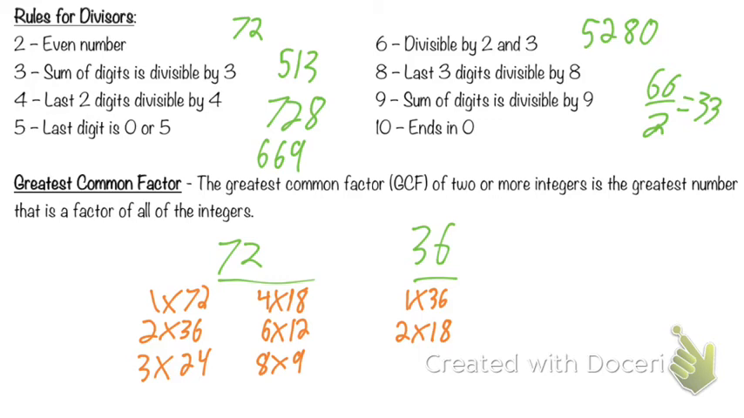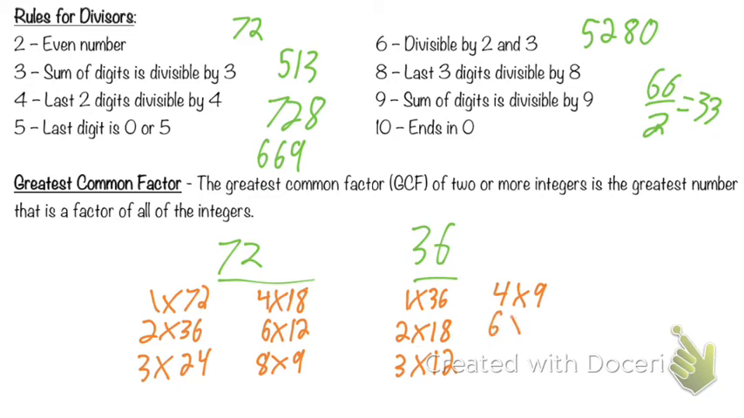Does 3 go into 36? What's 3 plus 6? 9. Is 9 divisible by 3? So 3 goes into it. How many times? 13. A little less. 12. Well, does 4 go into it? 9 times. Does 5 go into it? No. Does 6 go into it? 6 times. Yeah, because 2 and 3 both do.